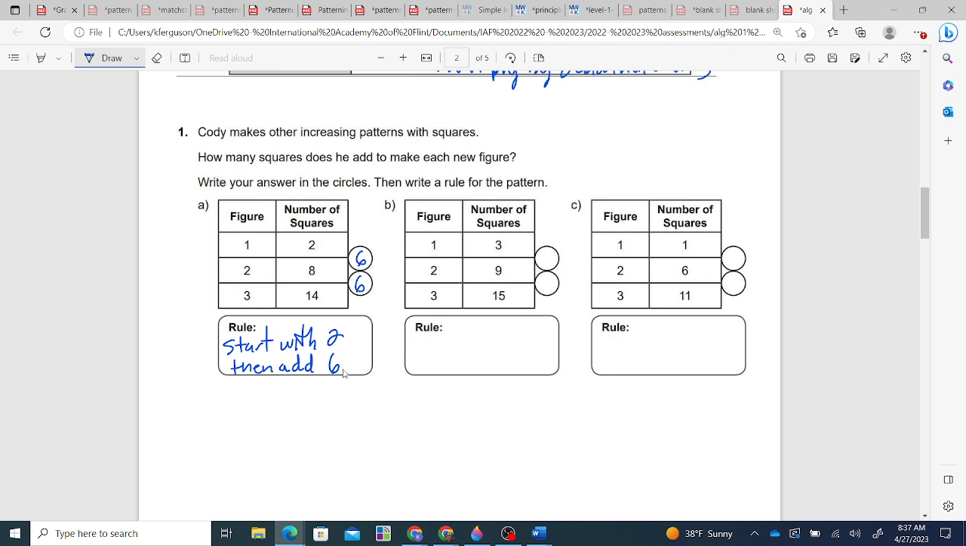So we start with 2 and then we add 6. Matter of fact, each time. Let's say each time. So I start with 2, then I add 6 each time. That's my rule.